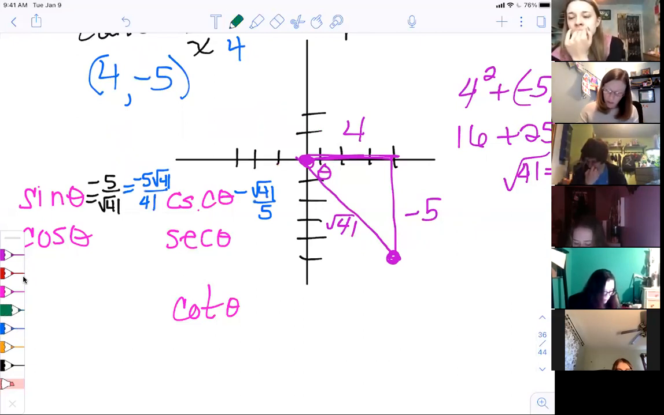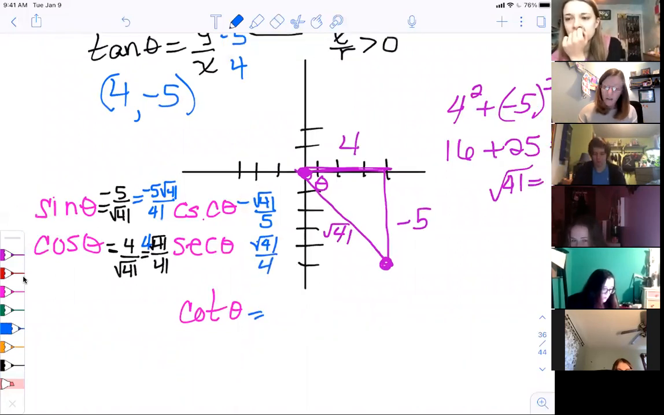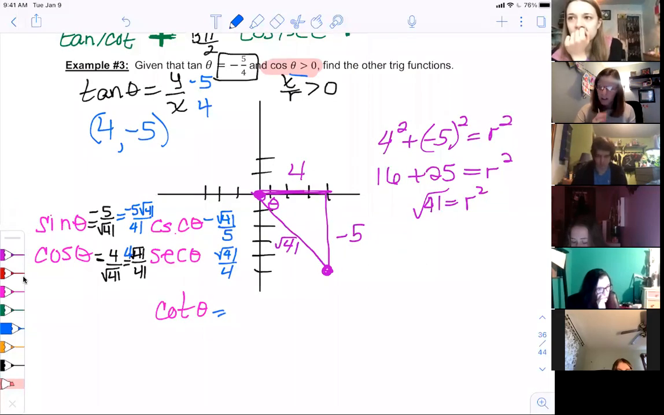The cosine is going to be adjacent, or x over r. This one's positive. It told us in the problem it should be positive, and it's positive because my x is positive. So root 41 over 4. How about 4 root 41 over 4? There we go. Get it right. And then the cotangent, well, we were given tangent as -5/4, which is negative. So cotangent would be -4/5.